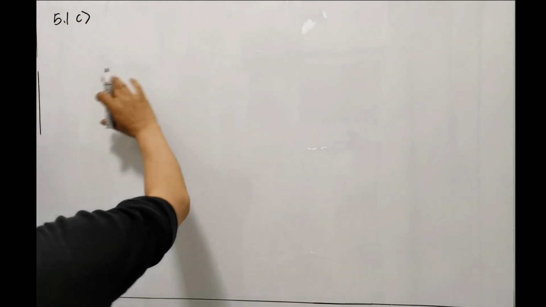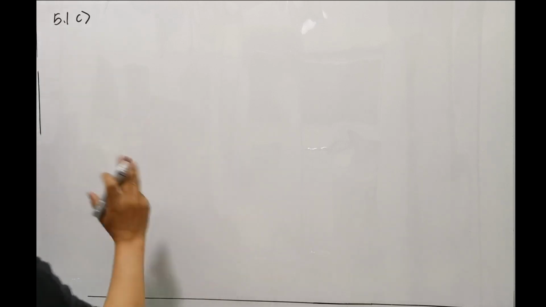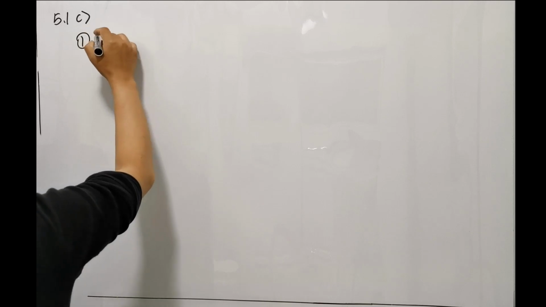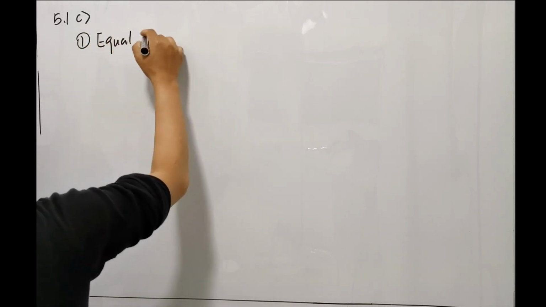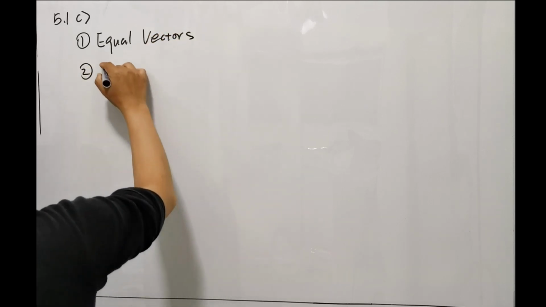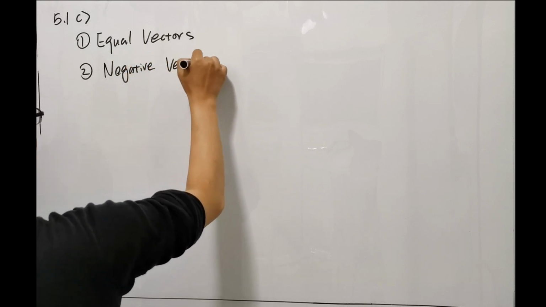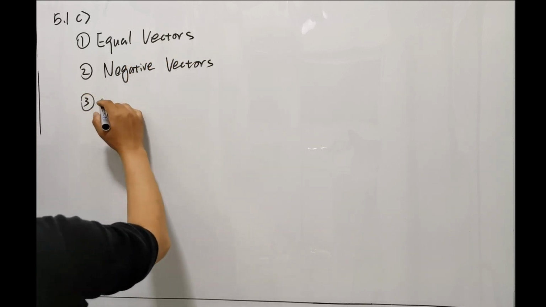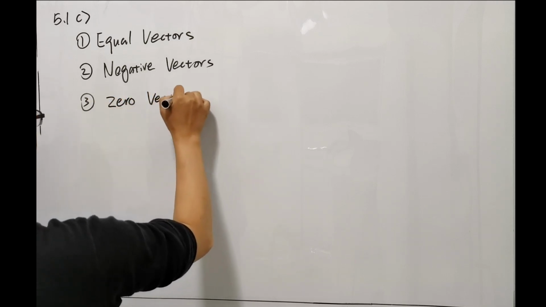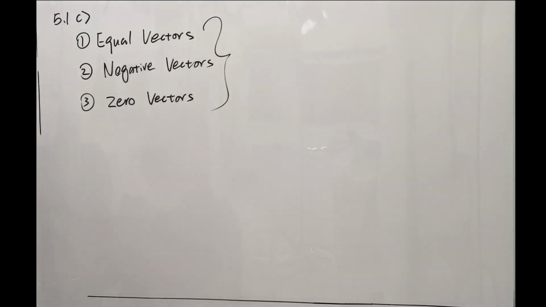5.1c. So in this section, we're going to talk about three very important concepts about vectors. The first one we're going to talk about is equal vectors. And the second one we're going to talk about is negative vectors. And the last one we're going to talk about is zero vectors. Okay, we're going to talk about three very important vectors.